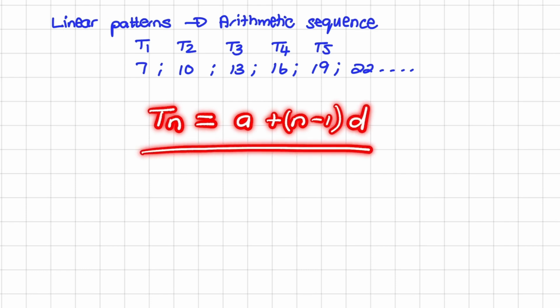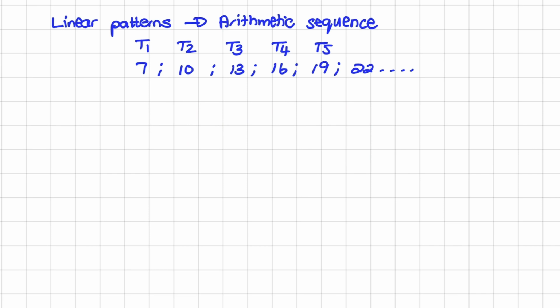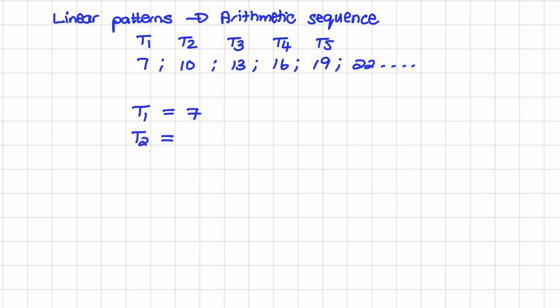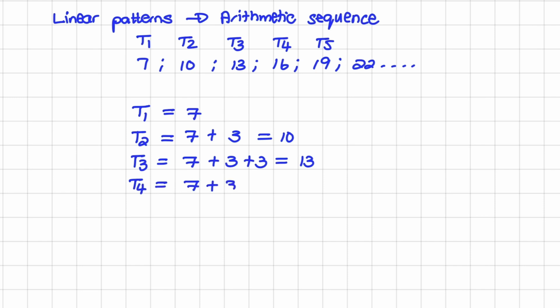But before we start to apply this formula, I want to show you where it comes from. Understanding these things is very important, especially when you get to problem-solving questions. So the first term is 7. If I want to go from the first term to the second term, I need to add 3. And if I want to go from the second term, which is now 7 plus 3, to the third term, I add another 3. So this is now 13. And if I go from the third term to the fourth term, I simply add another 3.